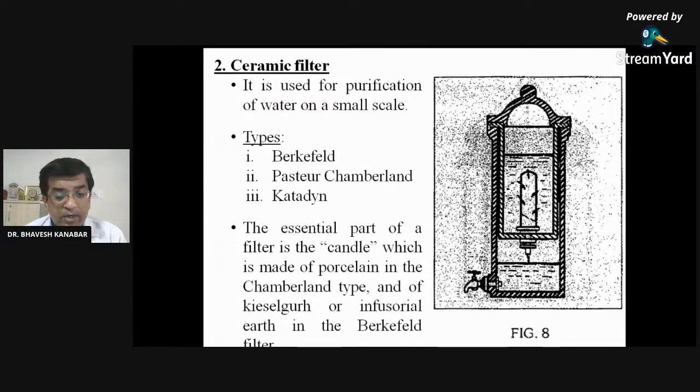Can you name the techniques of large scale filtration? What are the techniques of large scale filtration? Write down in the chat box, in the live chat. How is water filtered on a large scale? I'm waiting for your reply.